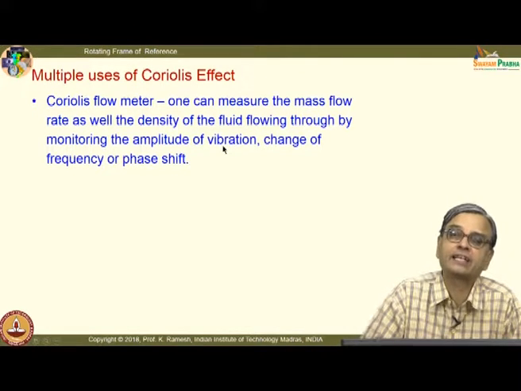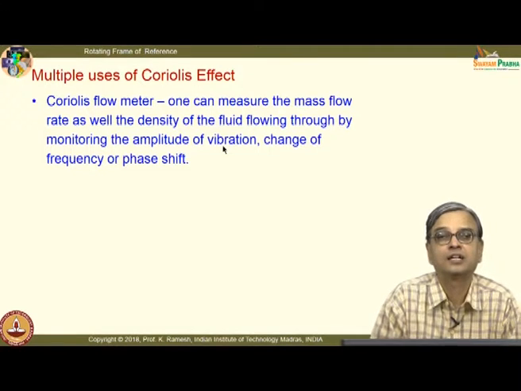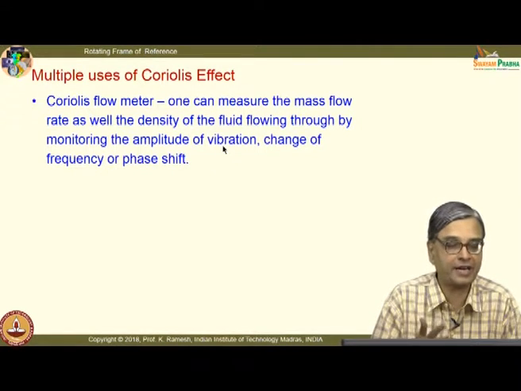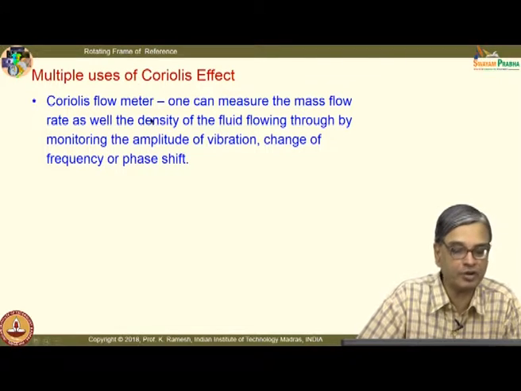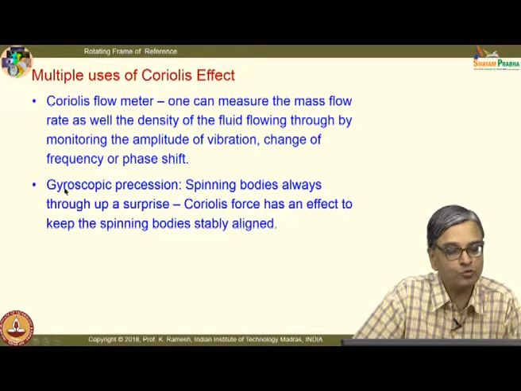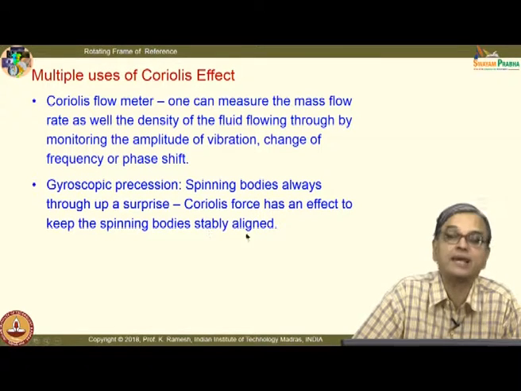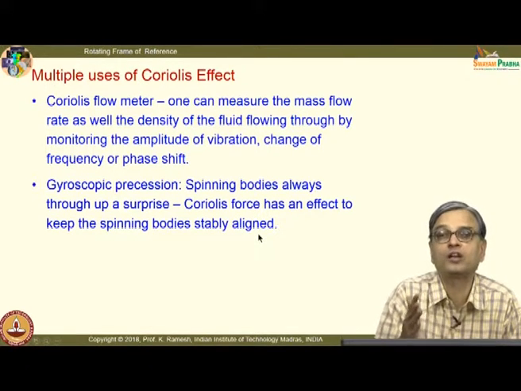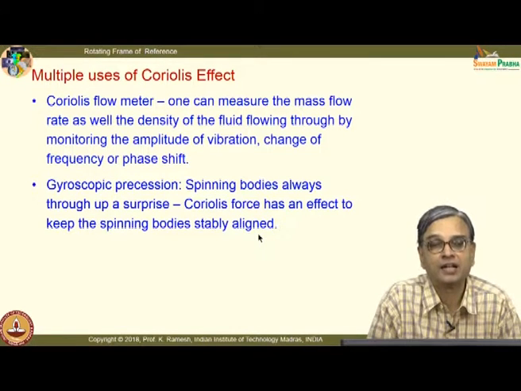Normally physicists exploit any new physical principle to make it a measurement usage for a particular application. So, that is how the Coriolis flow meter came into existence, and you will also be surprised that people use it for gyroscopic precision in a very positive way. Spinning bodies always throw up a surprise. Coriolis force has an effect to keep the spinning body stably aligned. So, this is used for inertial stability and so on and so forth.